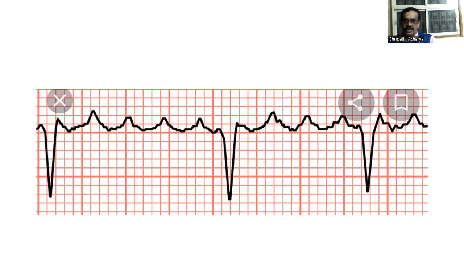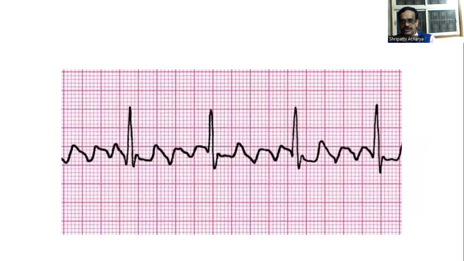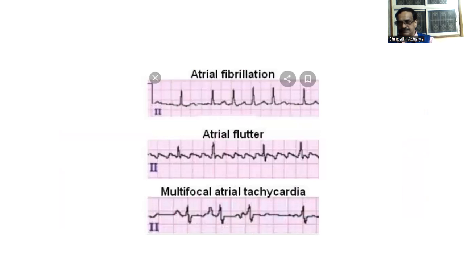In another case of atrial flutter, you can see there is one QRS complex for every 4 P waves, isn't it? There you see flutter. See the width of the P wave is 5 mm. The atrial rate is 300 per minute, and sawtooth-like P waves are characteristic of atrial flutter.